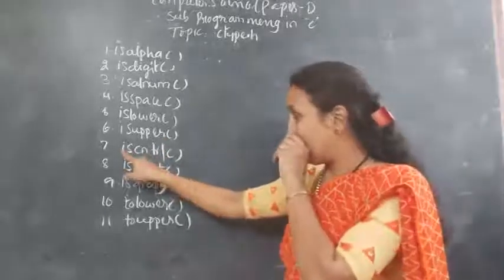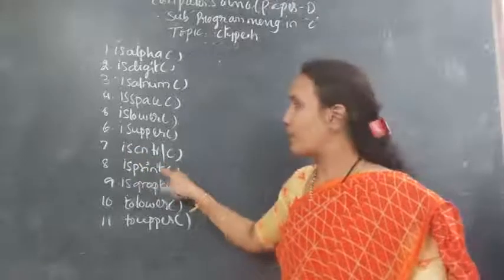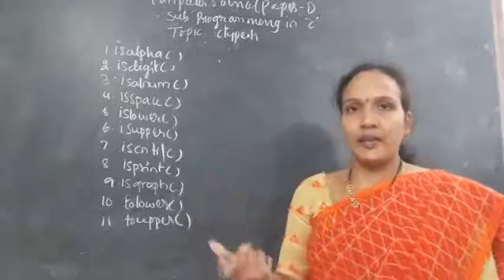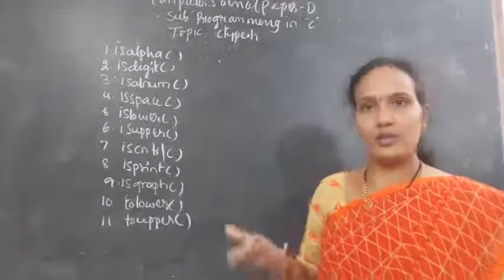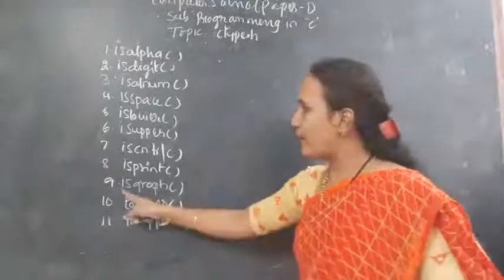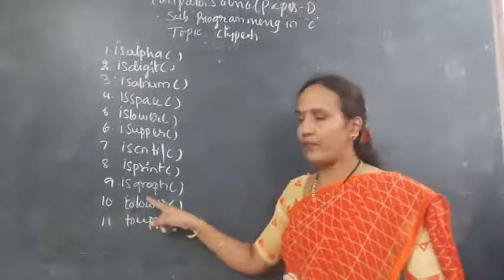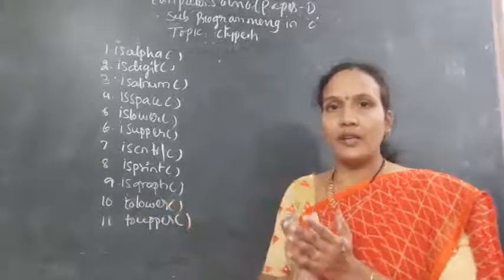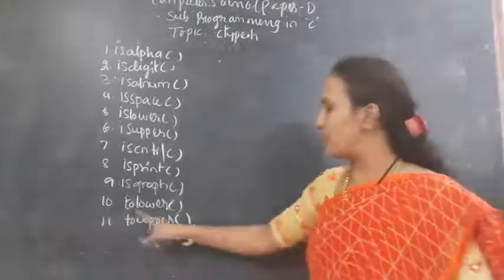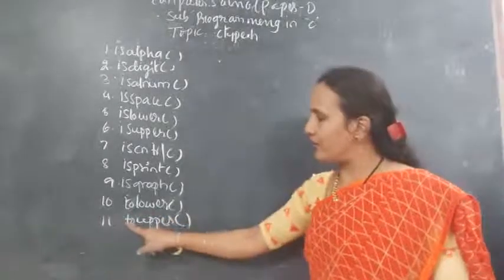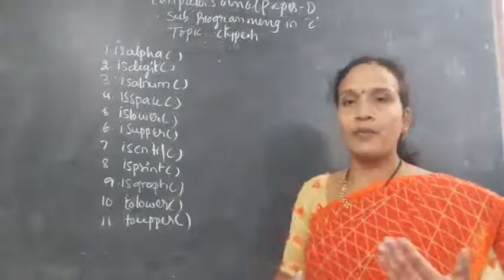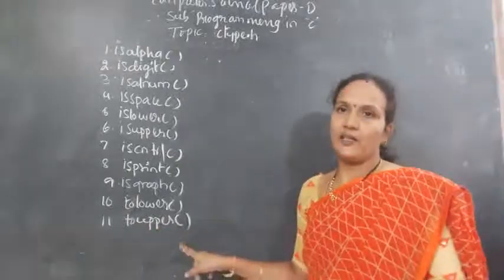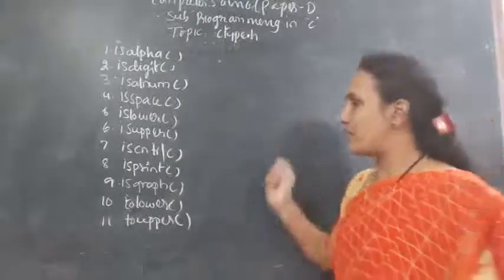Next, iscntrl checks whether the entered character is a control character or not. isprint checks whether it is a printable character or not. For every function, we take a character only, because this header file itself is for characters. isgraph checks whether the entered character is a graphical character or not. Whether the given input is a character or not; if it is a character, it should be converted into lowercase. Next, whatever input the user has given, first we have to check whether it is a character or not, then you should convert that into uppercase. Okay, you take a screenshot of this. Now I'll explain each and every function.